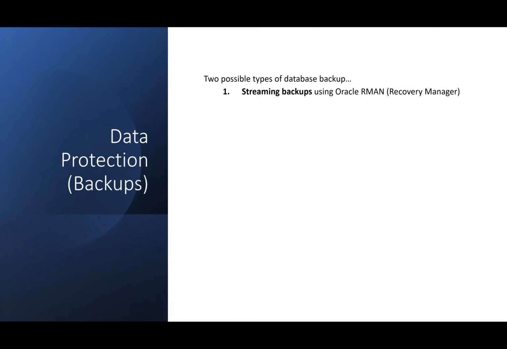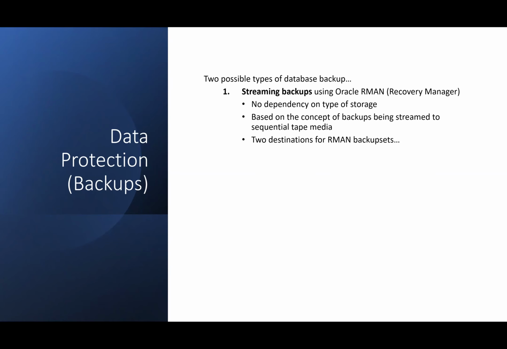Streaming backups, just like the word streaming suggests, you're copying bytes from here, sending bytes to there. That's exactly what's happening with RMAN, and that's how RMAN was built. It was originally built to support tape drives. Nowadays, it supports virtual tape libraries or just writes to disk. There's no dependency on the type of storage. RMAN works everywhere. And again, it's based on the concept of backups being streamed to sequential tape media.